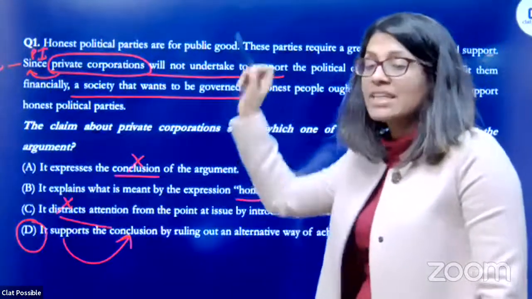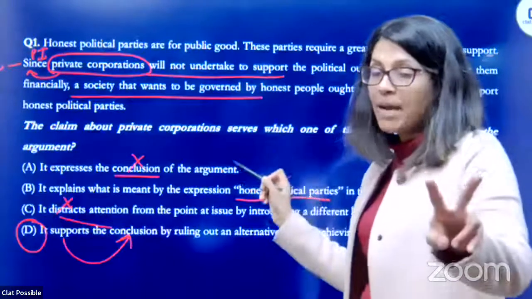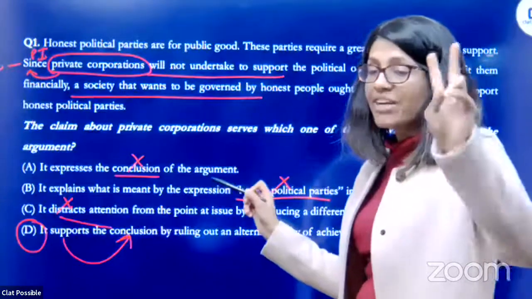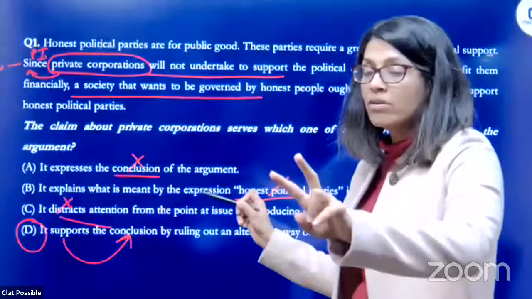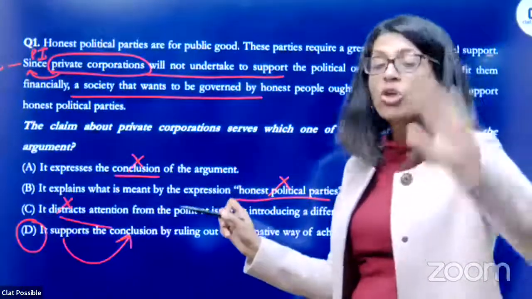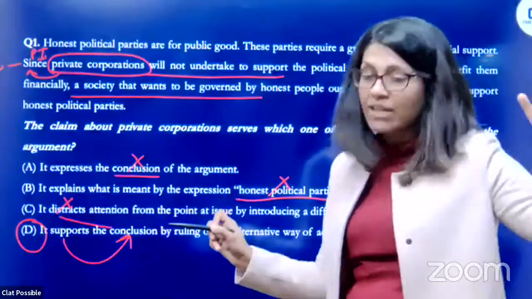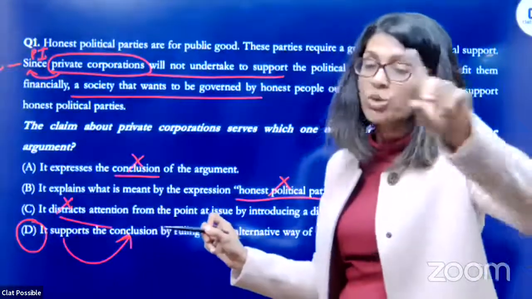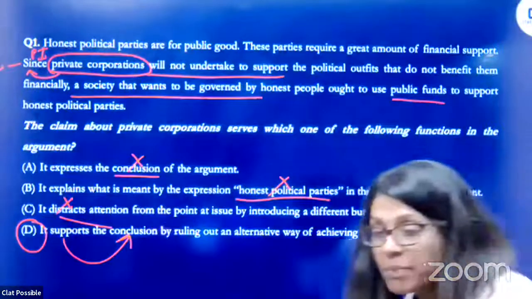The author has said, since A will not do it, B has to do it. So A and B are providing two alternative ways. Private corporation is A. Since A will not do it, that means the job of A is to be eliminated. So the author has used A, or private corporation, to eliminate one way and come out with the other way. If not A, then B.